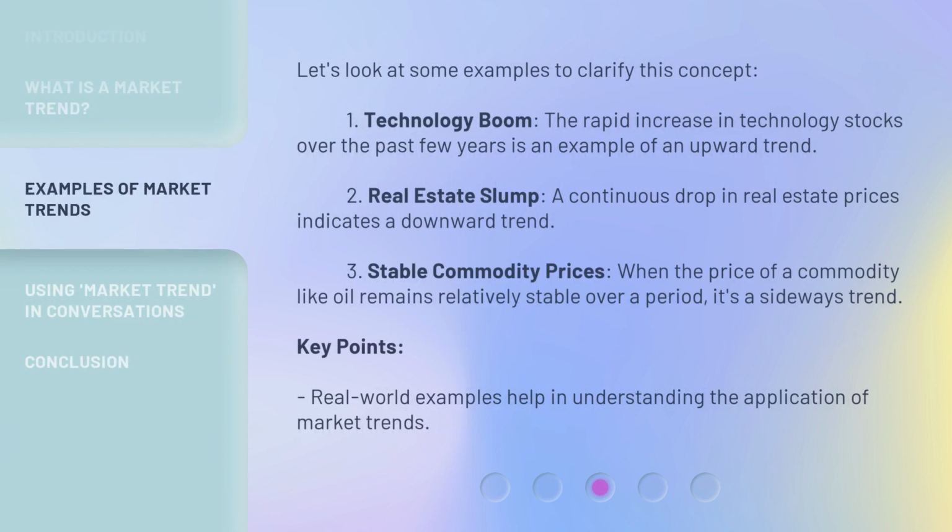Let's look at some examples to clarify this concept. 1. Technology boom. The rapid increase in technology stocks over the past few years is an example of an upward trend. 2. Real estate slump. A continuous drop in real estate prices indicates a downward trend. 3. Stable commodity prices. When the price of a commodity like oil remains relatively stable over a period, it's a sideways trend. Key points. Real-world examples help in understanding the application of market trends.